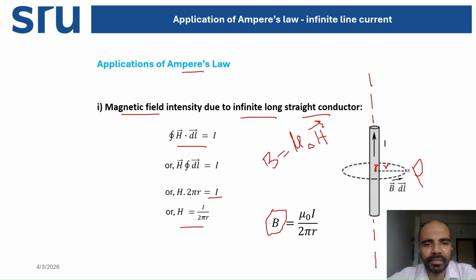So this is the magnetic field intensity or magnetic flux density due to an infinitely long straight conductor which carries a steady current I. This is the magnetic field intensity H or flux density B at a distance R from this infinitely long current carrying conductor which carries a steady current I. I hope it is clear now.